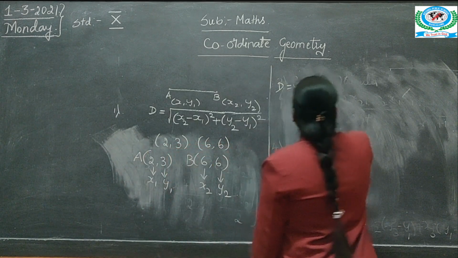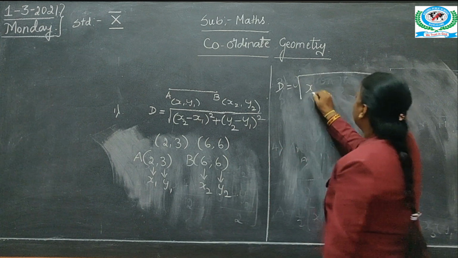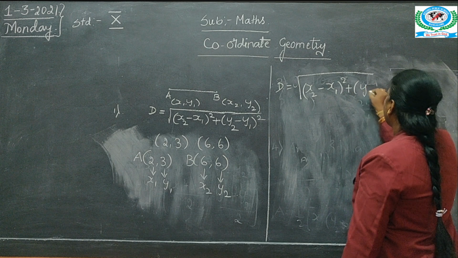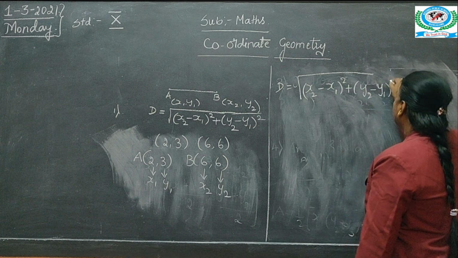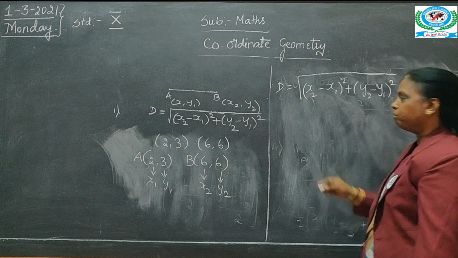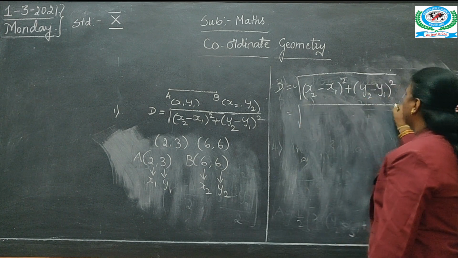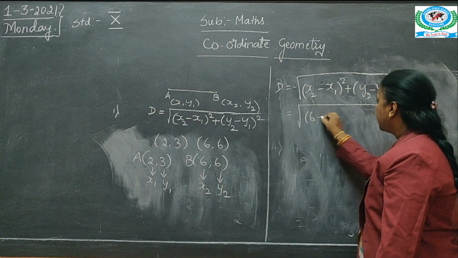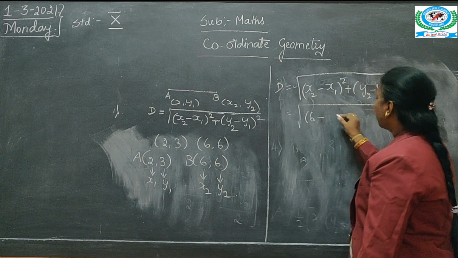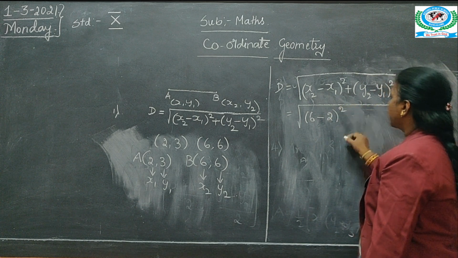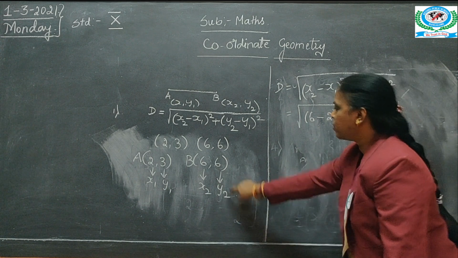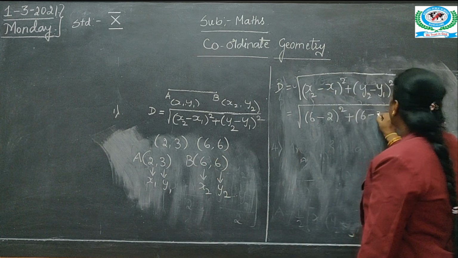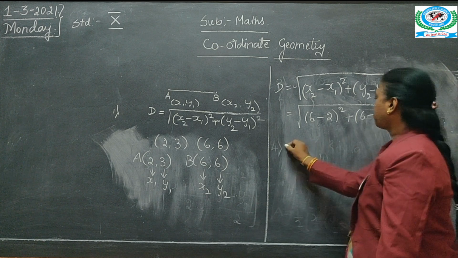D is equal to the square root of (x2 minus x1) the whole square plus (y2 minus y1) the whole square. So what is x2? The x2 value is 6, substitute here, minus the x1 value, which is 2, the whole square, plus the y2 value, which is 6, minus the y1 value, which is 3, the whole square.